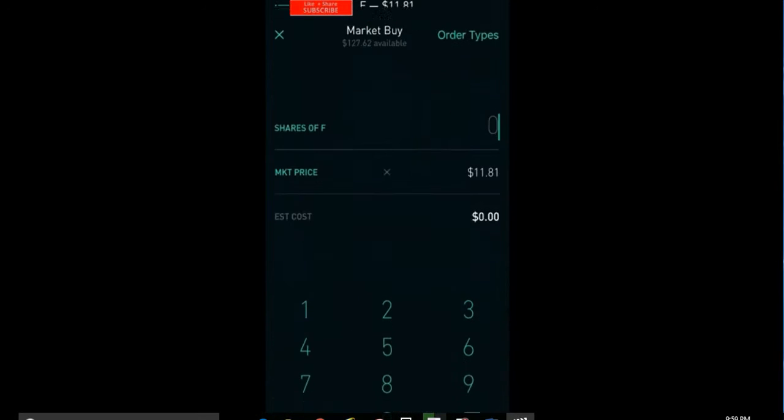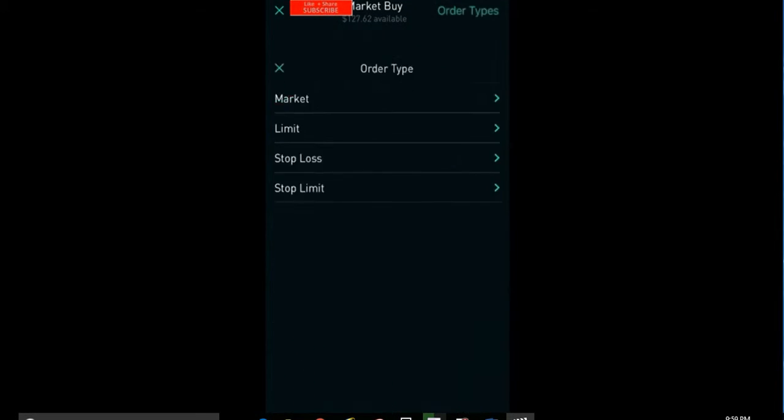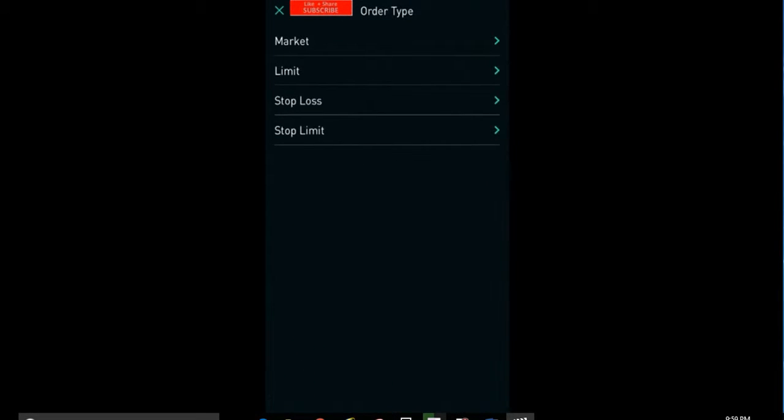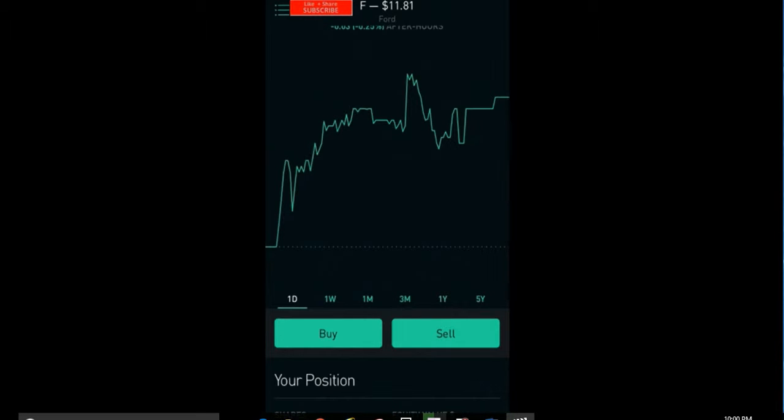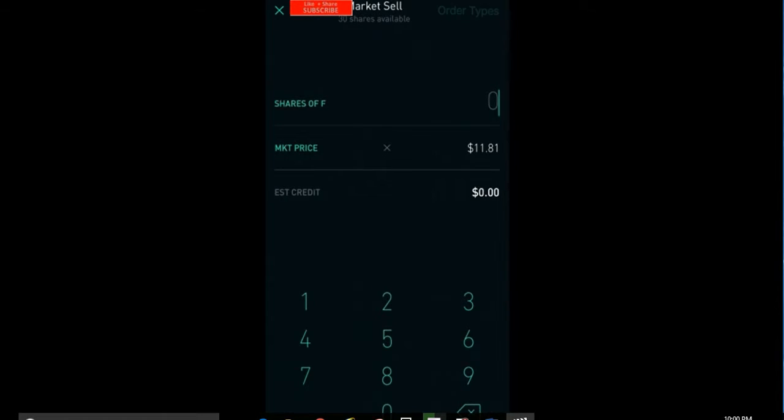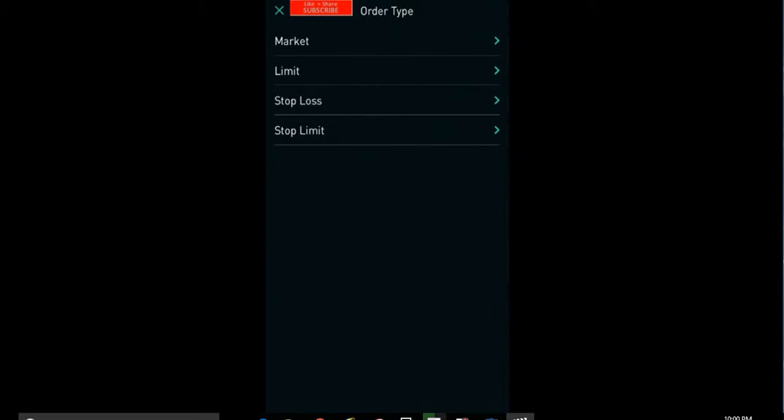And if you buy, you can go in and you can do different order types. Market buys, which is going to current market value. Limit buys, your stop loss, your stop limit, things like that. Also, if you go to sell, and these are very important. I suggest that you do a lot of research into what each one of these are before you ever go doing any stock trading, okay?